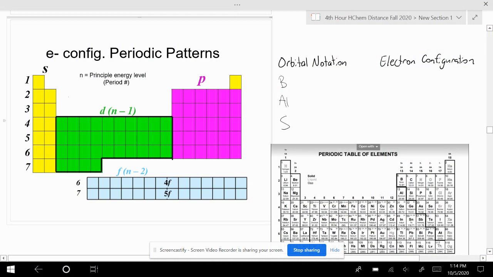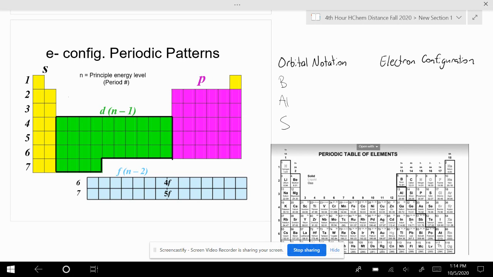Just want to go over orbital notation from yesterday and then a more user-friendly orientation that we're going to look at today called electron configuration. So if you could stop and pause this and go ahead and try boron, aluminum, and sulfur for the orbital notation, and we can check your work here when we get back. So if you want to pause it, give those three a shot, and then we'll talk about electron configuration after that.